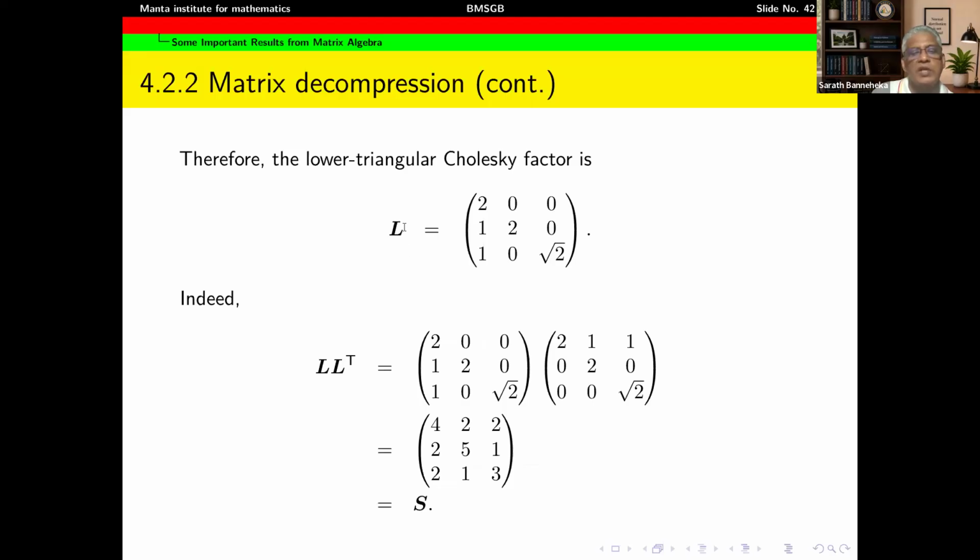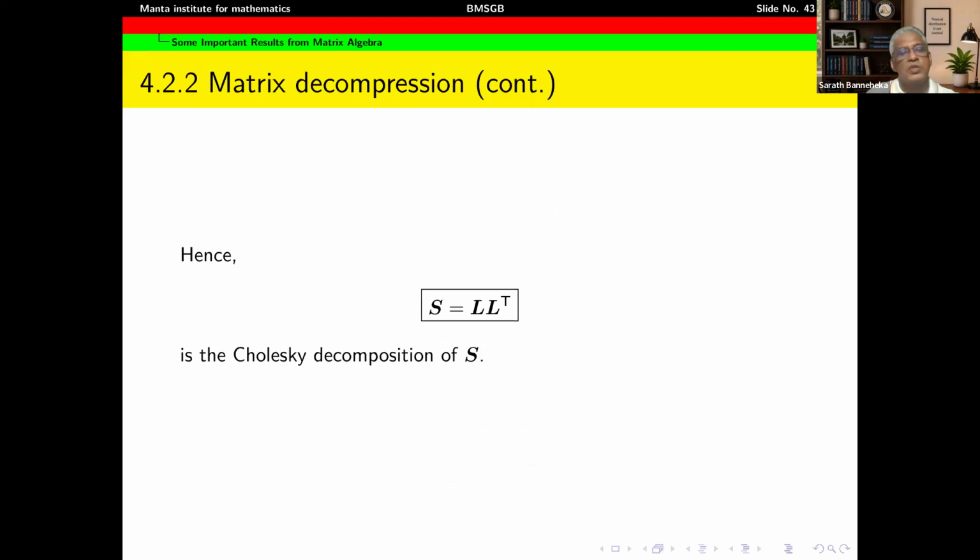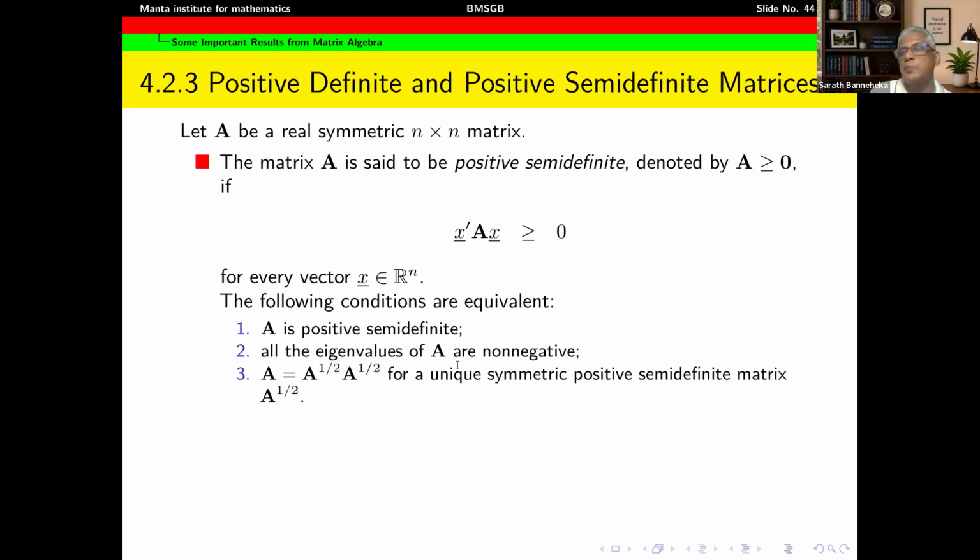Now we can check whether we get LL dash equal to S. When I do that, I get S. So that's what the Cholesky decomposition is. So here S is equal to LL transpose is the Cholesky decomposition of S. So those are two important decompositions. There are several other decompositions, but for this course, for the multivariate normal distribution, only those two will be useful for us. Therefore, I restrict my discussion to only those two decompositions.